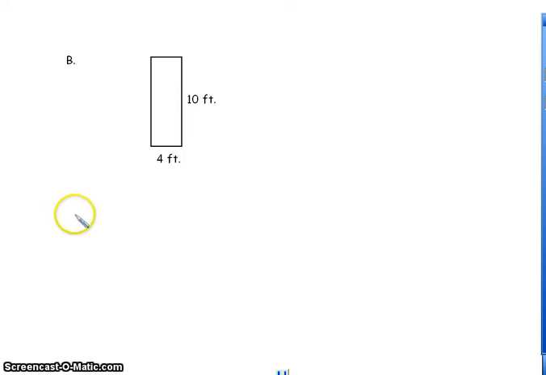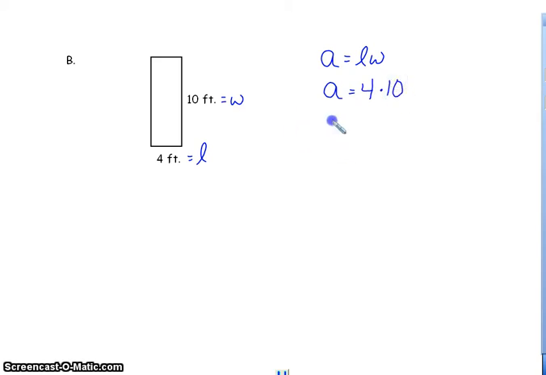For our next example, it's pretty much the same thing. I'm still just finding the area. So I'm going to write my area formula up here. I'm going to label this is my length and this is my width. And once again, it does not matter which one you label which. So I have 4 times 10. And my area equals 4 times 10, which is 40. And then don't forget, since it's area, it's going to be feet squared. And there's my solution.